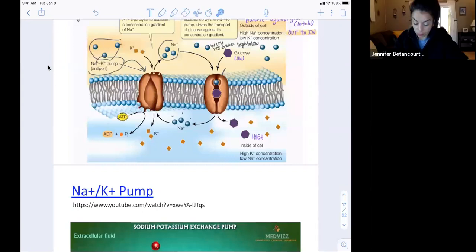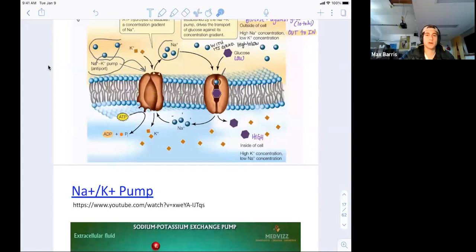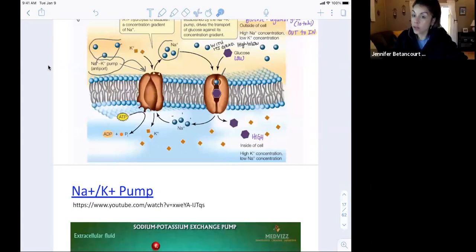Okay, Max. Does potassium have any role in the secondary part of the transport? No, not directly. Its role is in primary transport. So we say potassium has an indirect role because it had to have been a part of primary transport. Thank you.